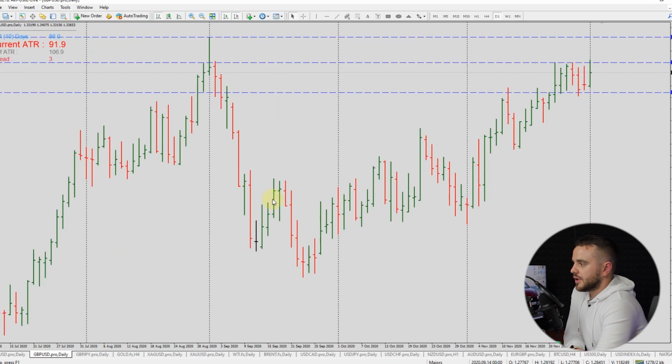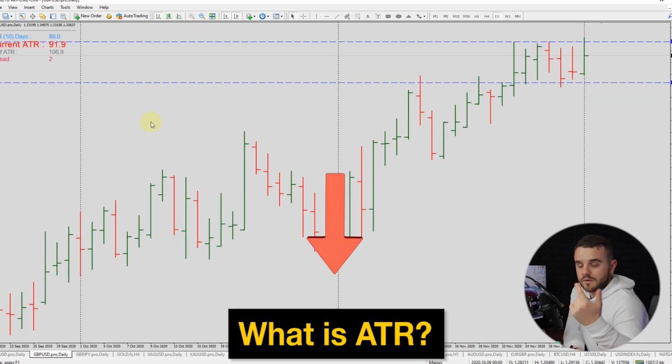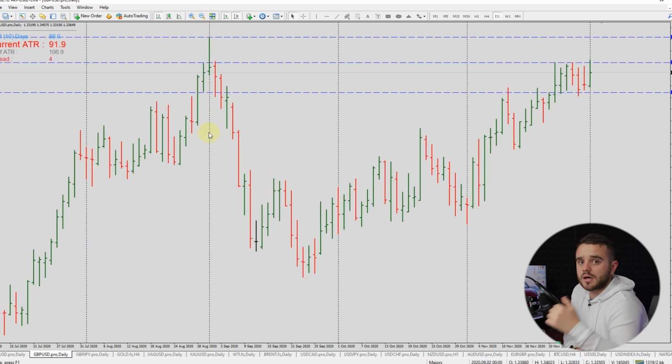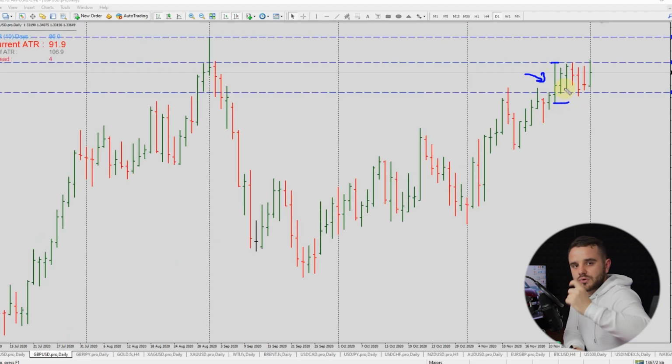Best example today. What is ATR? There will be a lesson I will drop below, and you'll be able to watch after this lesson about ATR, how to use it and what it is. In few words, a simple explanation: ATR is the distance between high and low of every candle. It shows you volatility, the average volatility every day.